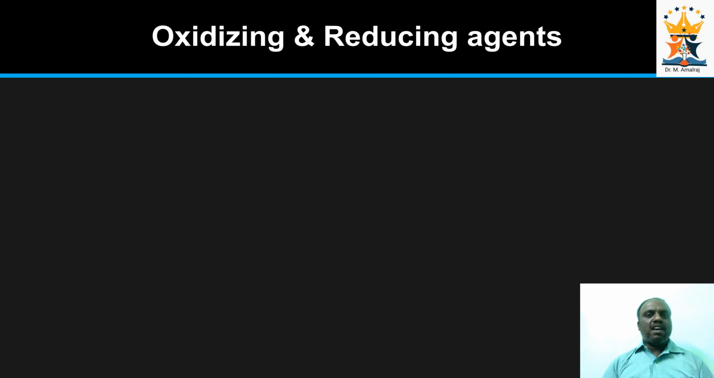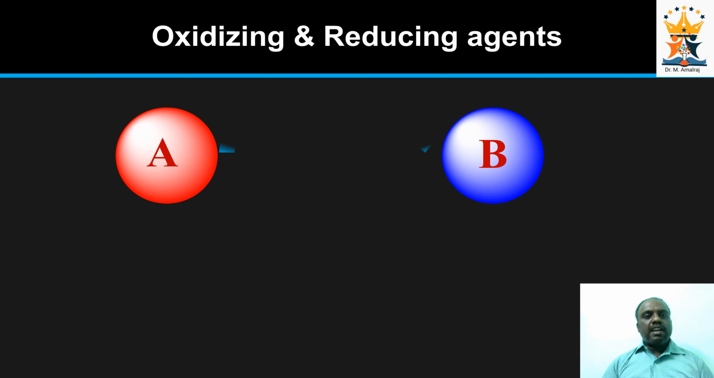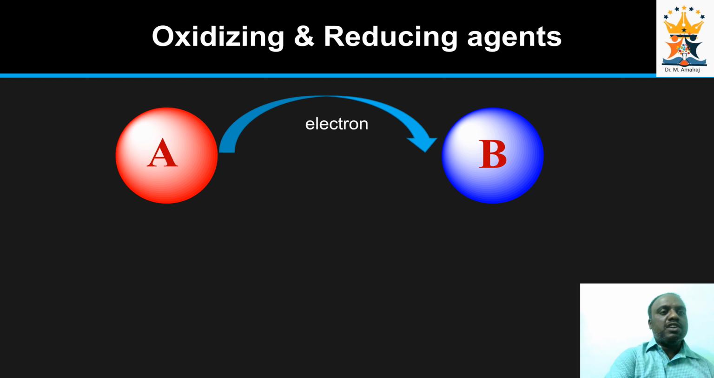Now let us learn about oxidizing and reducing agents. To learn this, let us take these two atoms, atom A and atom B, and assume that the electrons move from atom A to atom B. As per the definition, A loses the electron. That means A is undergoing oxidation, and A is said to be oxidized during the course of the reaction.